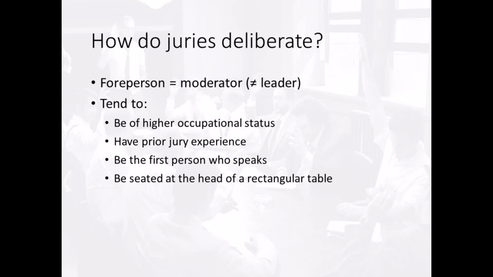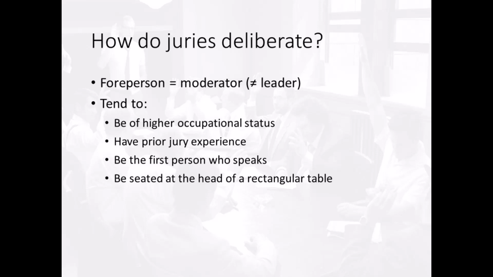For example, in decision-making groups, including juries, a handful of people will probably dominate the discussion, while most people will join in at a lower rate or simply watch from the sidelines. From a statistical standpoint, juries tend to select forepersons who have one or more of the following qualities. 1. Their job or occupation is one of high status or prestige, like a doctor or a CEO. 2. They've served on a jury before and have prior experience with the process. 3. They were the first person to speak in the deliberation room. Or 4. They were seated at the head of the rectangular table.